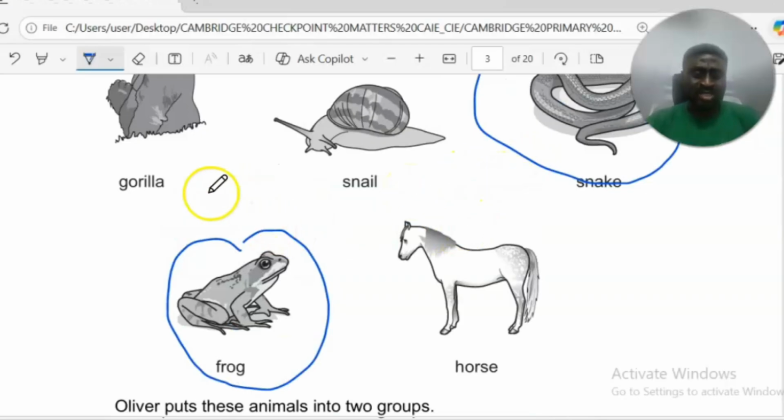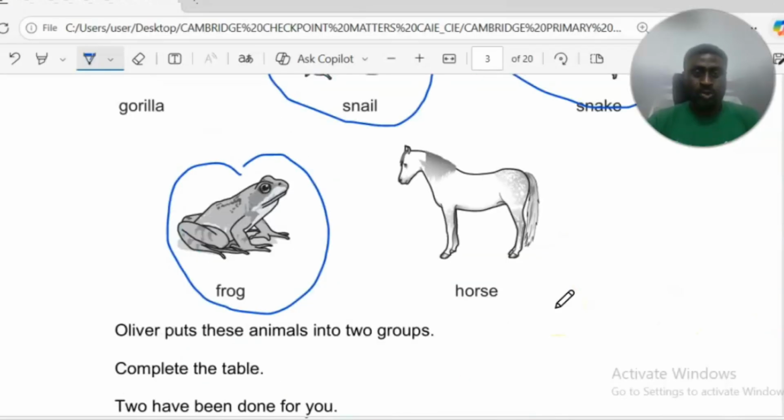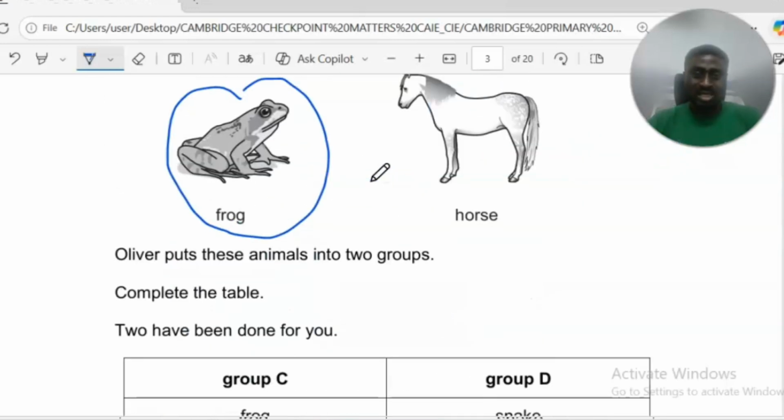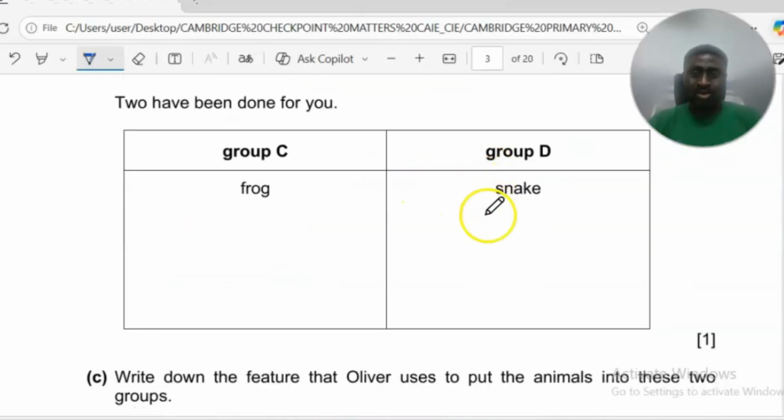So from this analysis, which animal goes with the frog in terms of its physical structure and shape, if you want to consider that as well? So considering the snail does not possess limb, the snail will rightly go under group D because the snake is a limbless organism. So I'll write snail here.